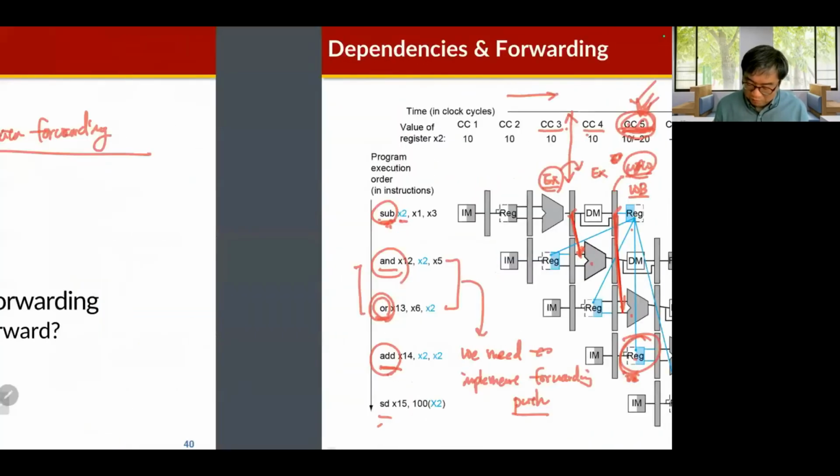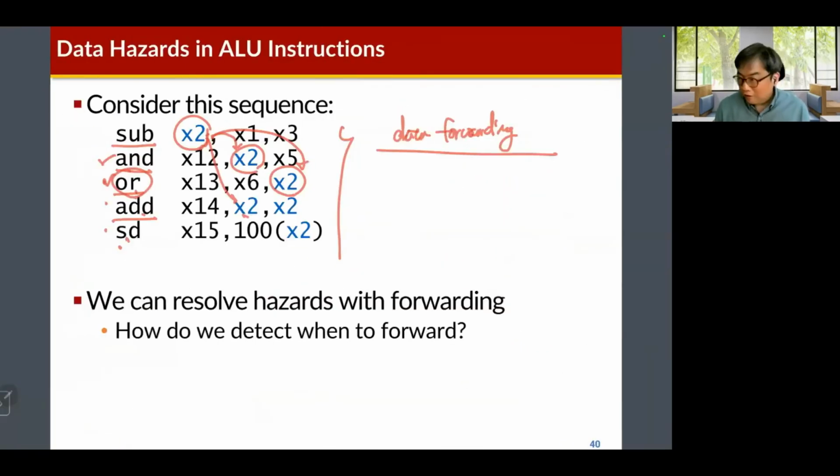But it's simple, right? We can figure out when data forwarding is required. We can just compare the destination register number of the former instruction and the source register numbers of the following instructions. So this is the starting point. First, we need to define the data forwarding conditions.